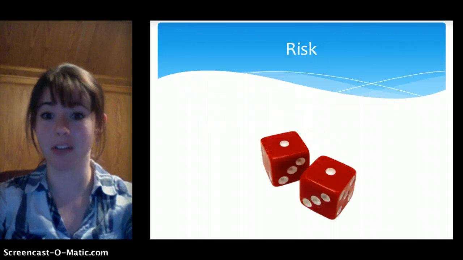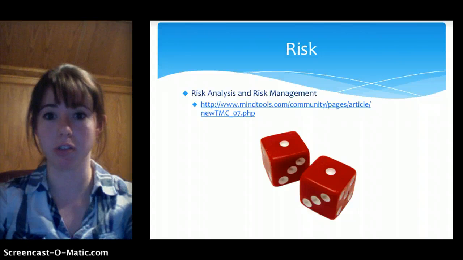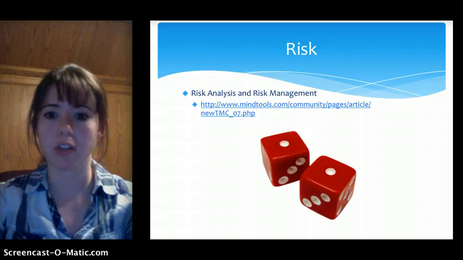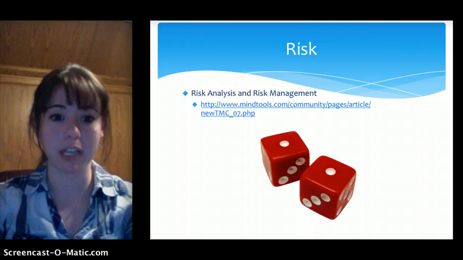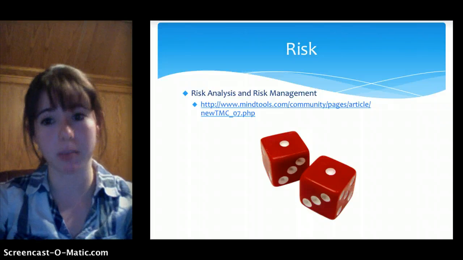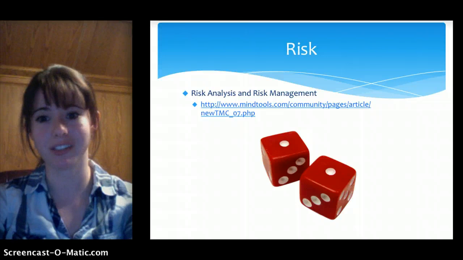Our last slide is on risk. Risk is the probability of failure and its resulting consequences. It is important to evaluate the risks of different alternatives so that you can make a well-informed decision. To do this, threats must be identified and risks properly estimated and managed. This article will guide you through the steps on how to do this.